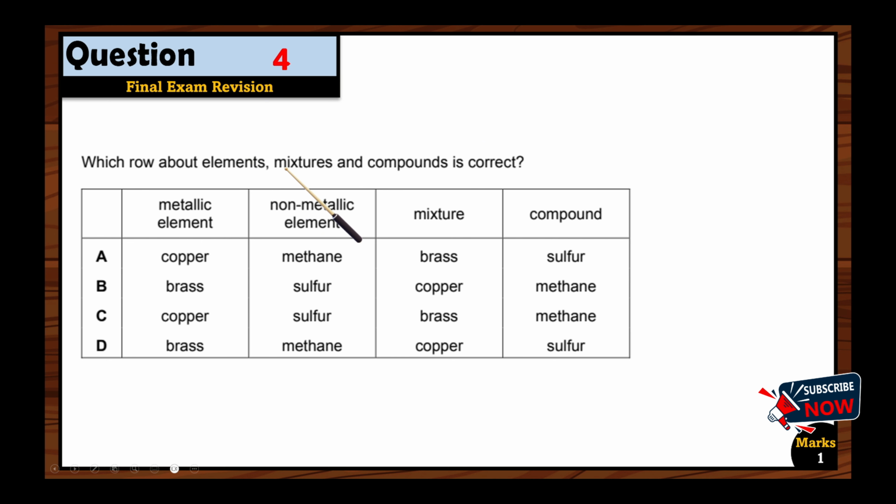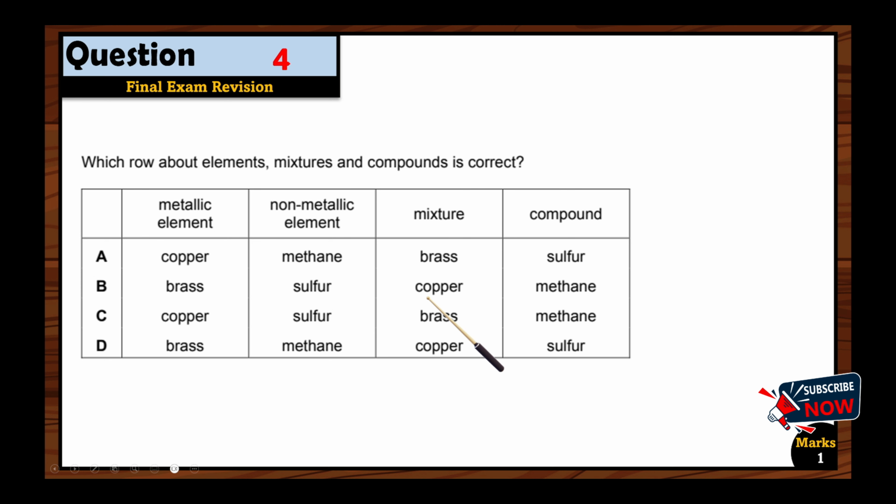Okay, which row about elements, mixtures, and compounds is correct? So let's see. Metallic elements: copper, brass, they are all metallic elements. Yeah, we know. Okay, let's see non-metallic elements. Methane, sulfur. Methane is actually a compound. It's not an element. So that's wrong. So we are left only with option B or C, right? Sulfur is right because sulfur is a non-metallic element.